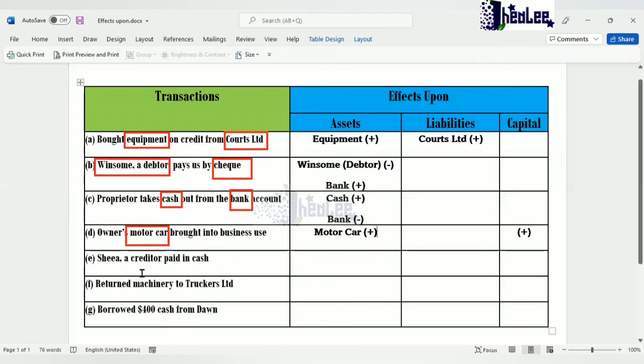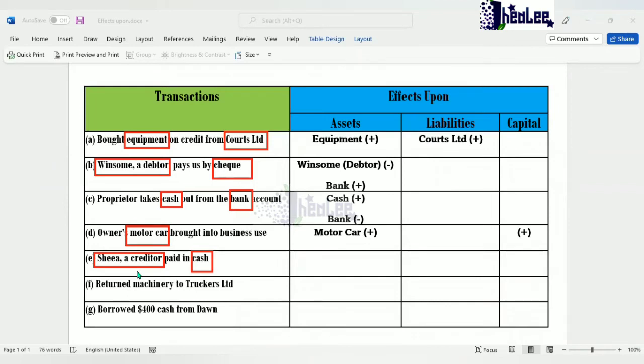Next transaction, Shay, a creditor, paid in cash. Now, what we're seeing is that Shay, which is a creditor, and remember, creditors are persons that the business is owing, is being paid in cash. So the two items affected are Shay, the creditor, and the cash. We now need to put them under the respective category.